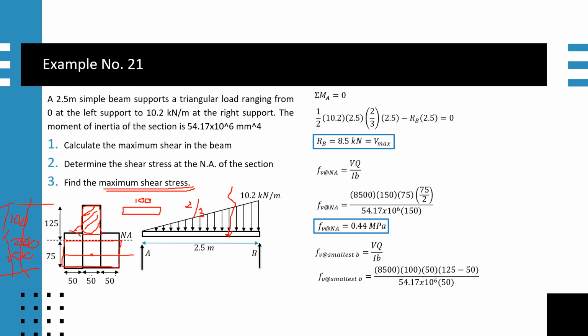kasi ang hinanap natin dito is yung ating distance from the center of the smallest area to the NA. Okay? So, that will be 125 minus 50. Okay, 125 minus 50 yan. Over 54.17 times 10 raised to 6 times 50 na value ng B. Okay? So, simplify it further. So, the shear stress at smallest B is equal to 1.18 MPa. That will be your final answer.